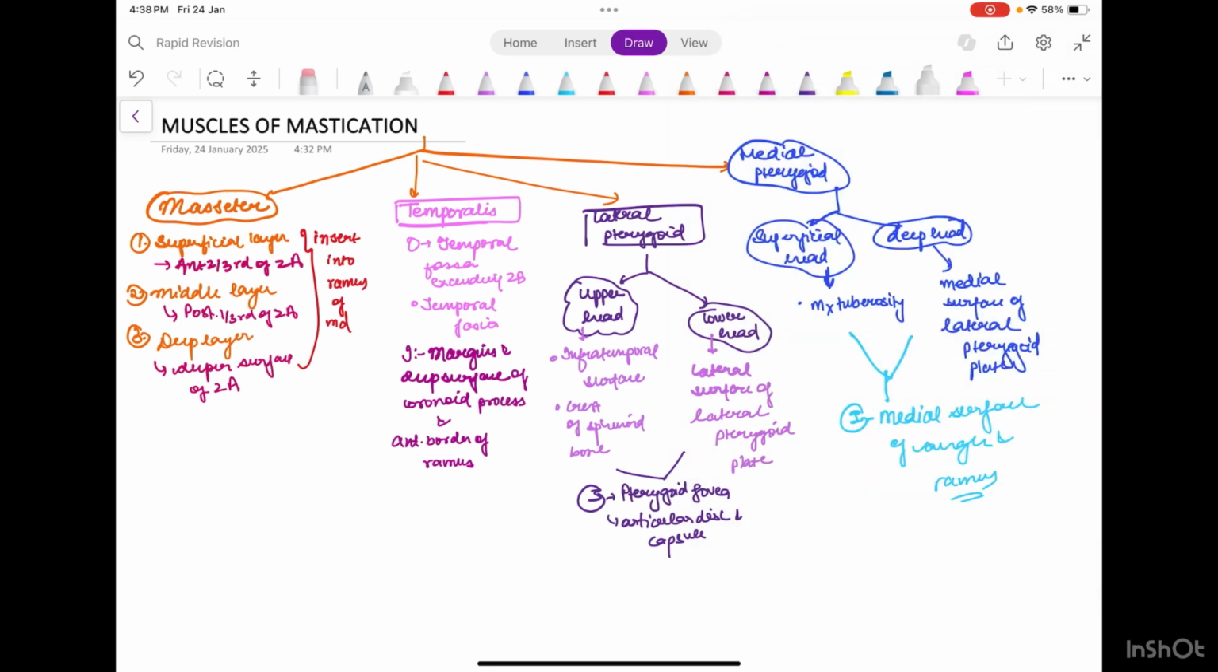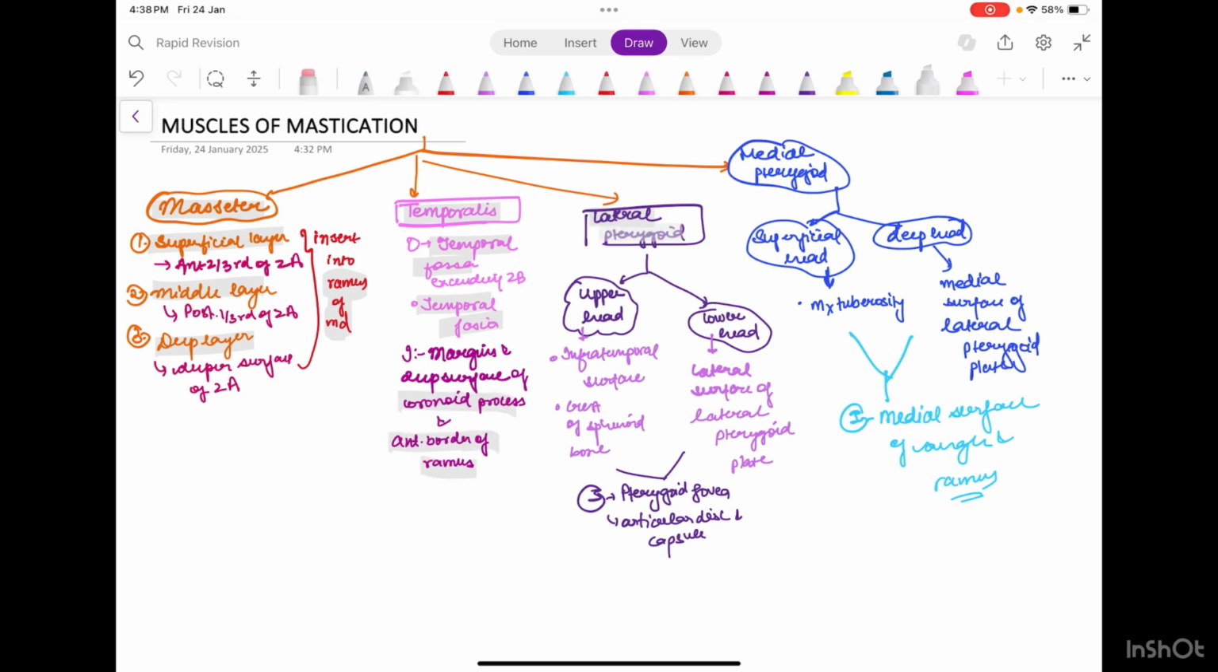So first of all, just know for masseter, you have three layers, which is the superficial layer, middle layer, and the deep layer. All right, now for that, first of all, you should know anterior two-third, posterior one-third, and deeper surface of zygomatic arch. Both of them will insert into the ramus of the mandible. Then in temporalis, you should know that it is arising from the temporal fossa and fascia. Insertion, coronoid process, and the anterior border of ramus.